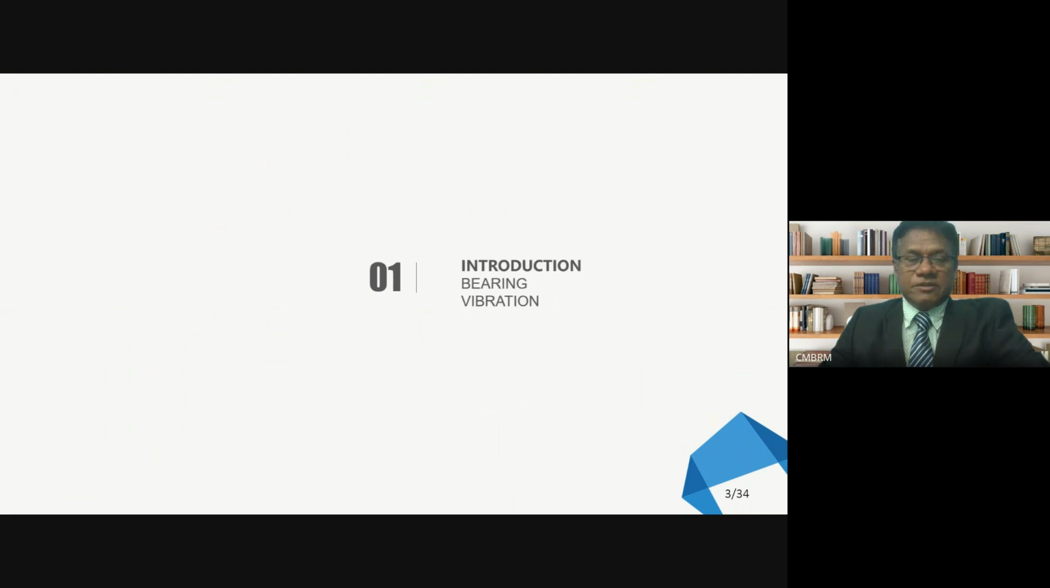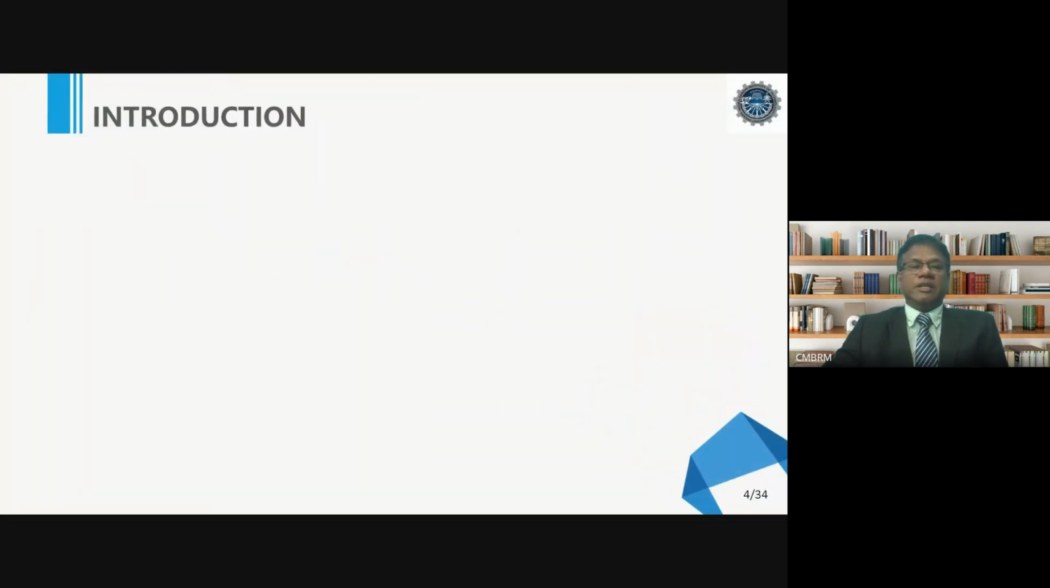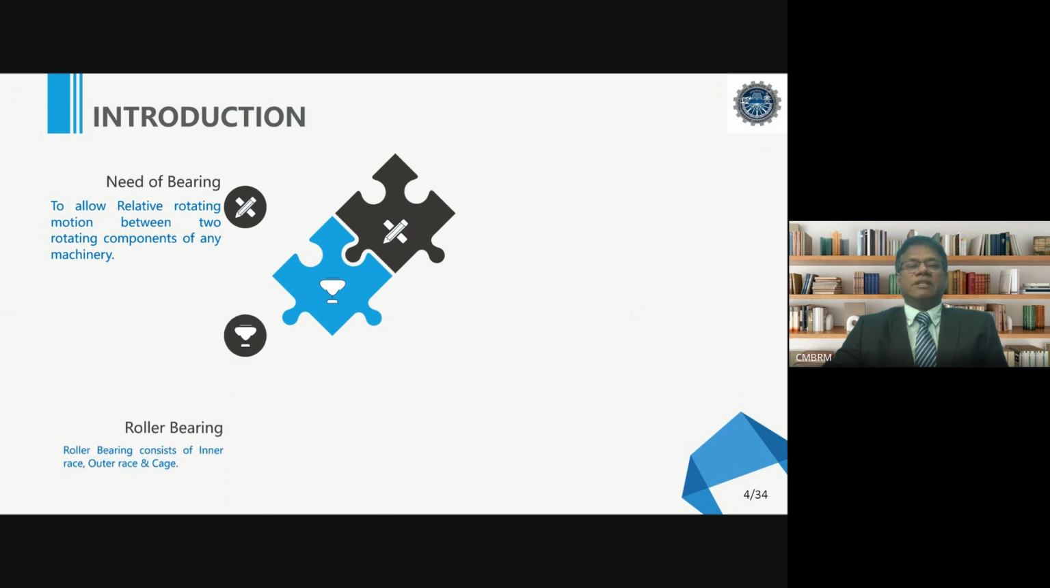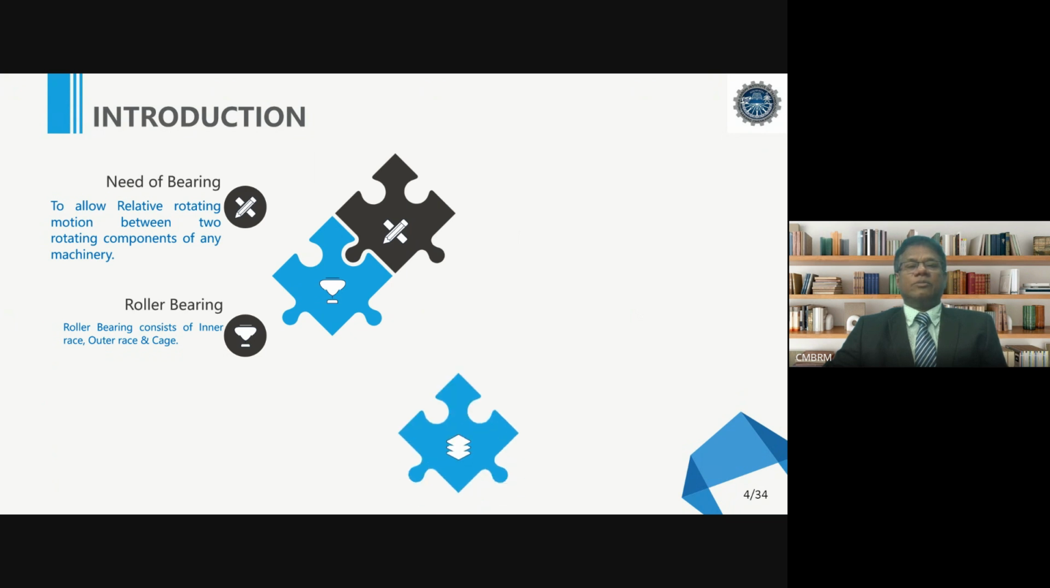So my topic is the introduction to bearings. Basically, wherever we have a mechanical component, we need bearings. Bearings allow relative rotating motion between two rotating components of any machinery. Whenever we have bearings, we have to reduce friction. Here the topic is highlighted for the roller bearing. Usually a roller bearing consists of an inner race, outer race, cage, and the rollers.